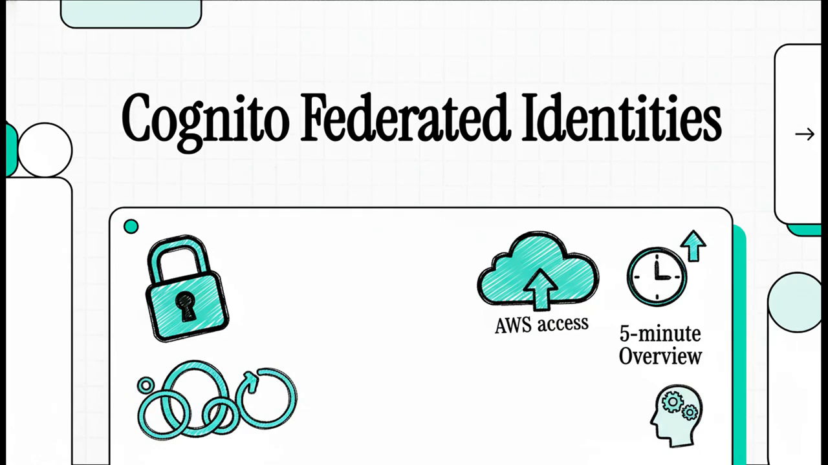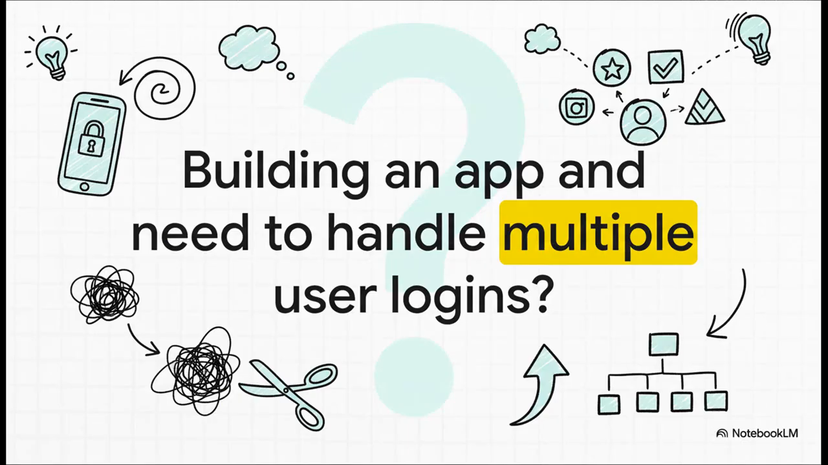All right, let's talk about Amazon Cognito Federated Identities. We're going to spend the next few minutes breaking down what can feel like a super dense technical document into something you can actually use. Okay, picture this. You're building an app, and of course, you need people to be able to log in, but not just from one place, from all the places. How do you even start to tackle that without losing your mind?